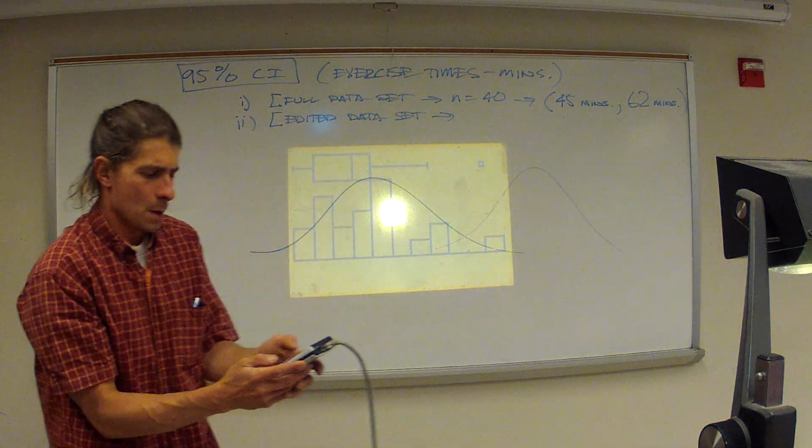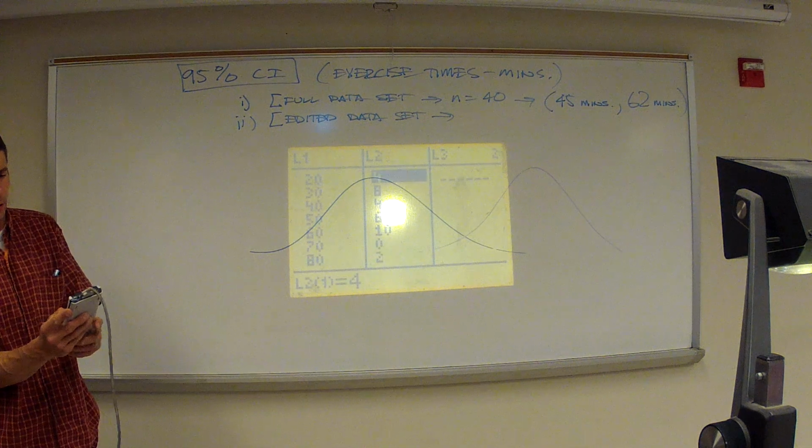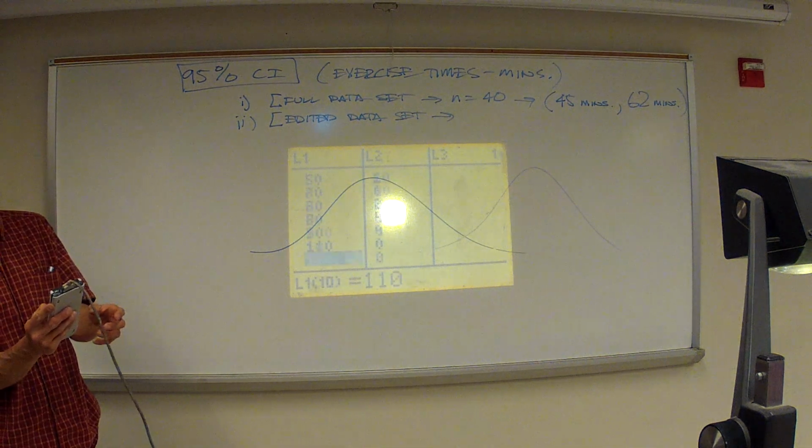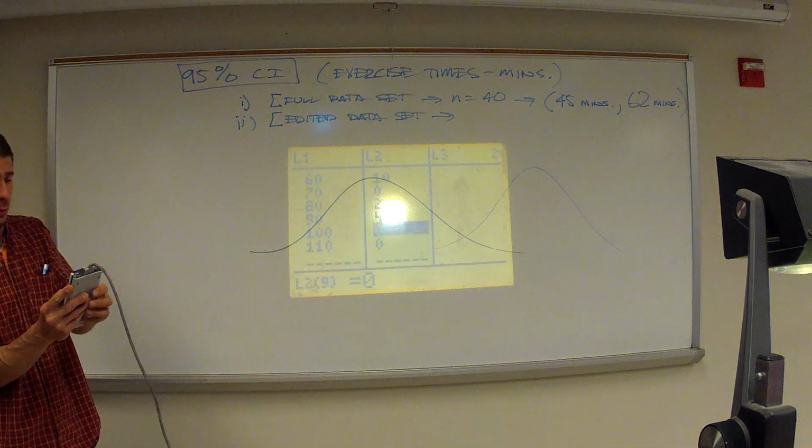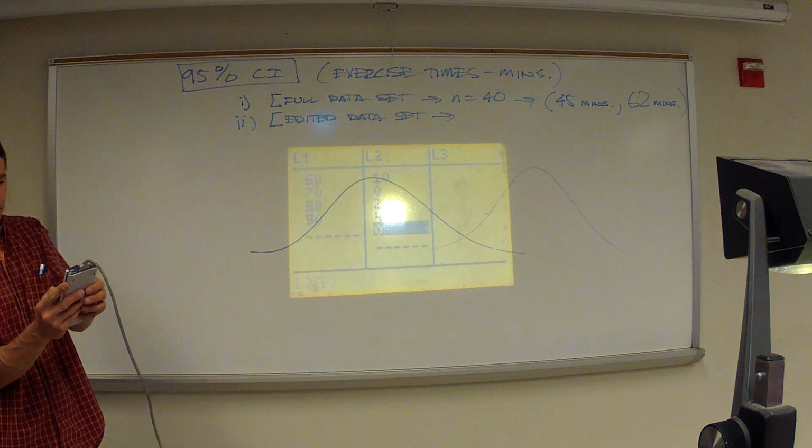So, let's go into our data set, our editor. Come on down here, remove the 120 and the 2. While you're at it, remove the 100 and the 110 too, because there's nothing in there.